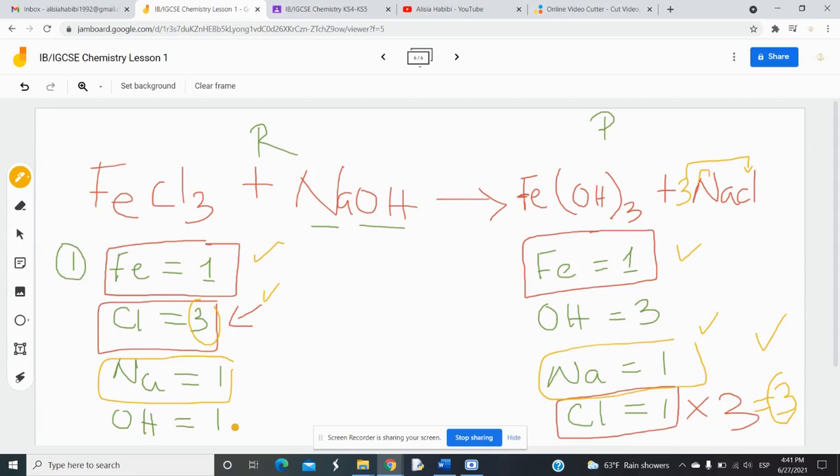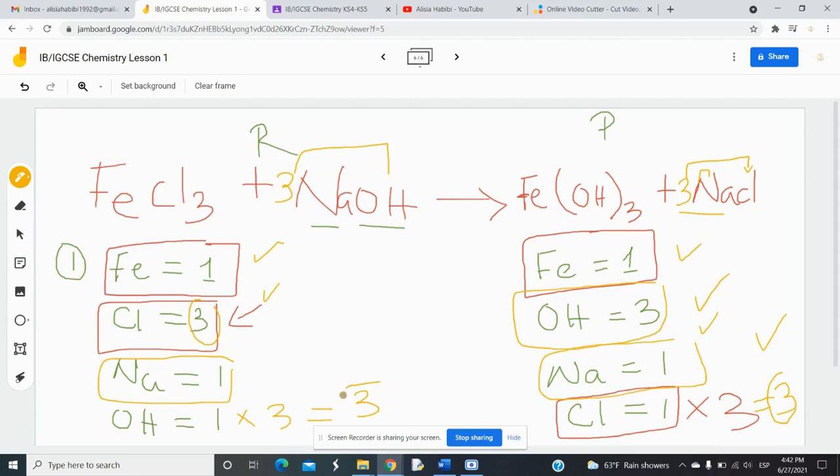Hydroxide, however, is one on one side, but it's three on the other side. So that means hydroxide needs to also be balanced. So what we could do is to this hydroxide here, perhaps we can also put a 3, or we times it by 3 and it actually takes it to 3. So if we times 1 by 3, we get 3. And so that means we have to put 3 in front here. So that means we have 3 atoms of hydroxide and 3 atoms of sodium, which now becomes balanced because we have 3 atoms of sodium and we have 3 atoms of hydroxide.